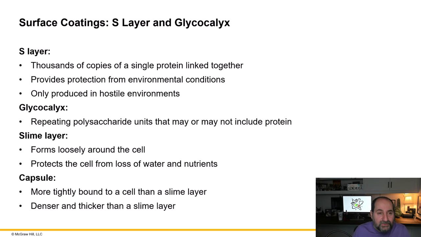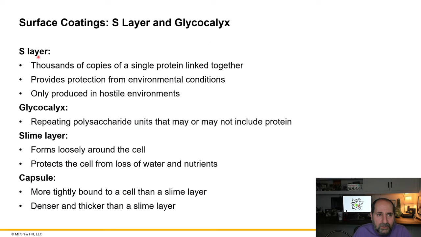Now let's talk about a few surface coatings that prokaryotes exhibit. These surface coatings are outside of the cell wall of these bacteria and archaea. They can have surface coatings. And again, not all bacteria have a surface coating. Not all archaea have surface coatings. But let's talk about what these surface coatings are. The two types we're going to discuss are S layers and glycocalyx or glycocalyces.